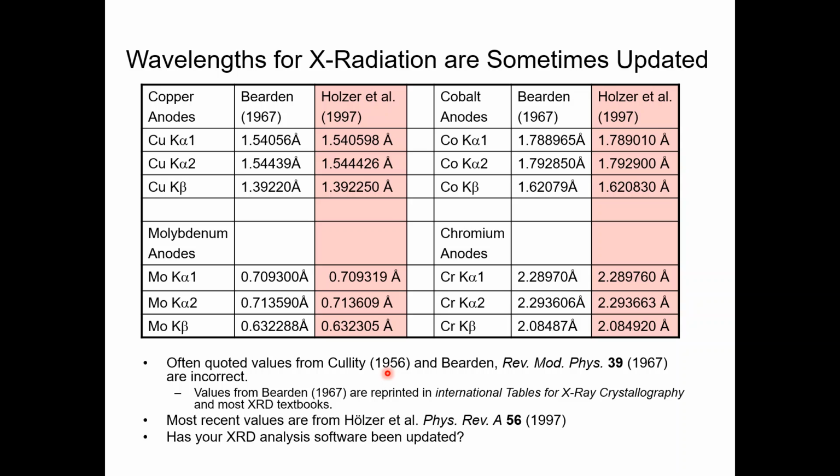published in 1956, and Bearden, published in 1967. The values from Bearden are reprinted in the International Tables for X-ray Crystallography and most XRD textbooks. But more recent values are from Holzer. Here you can see these are the values from Holzer, and these are the most recently utilized values.